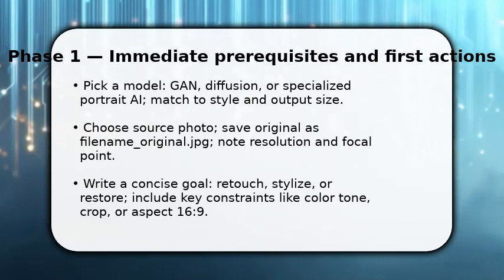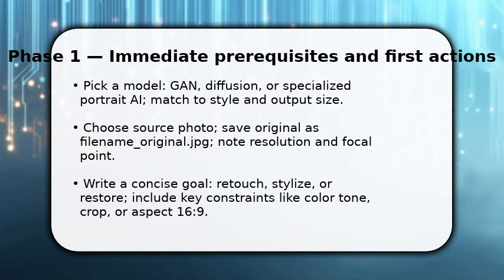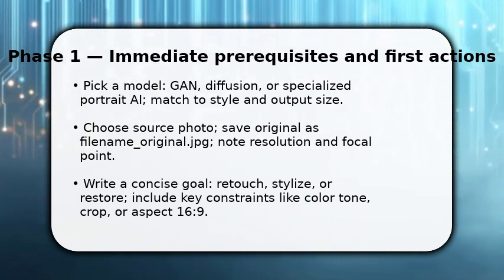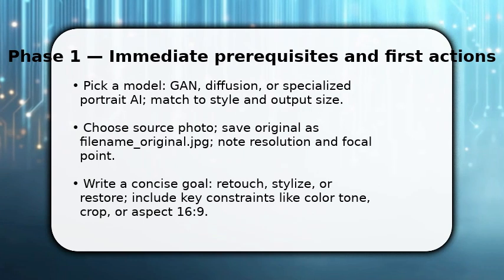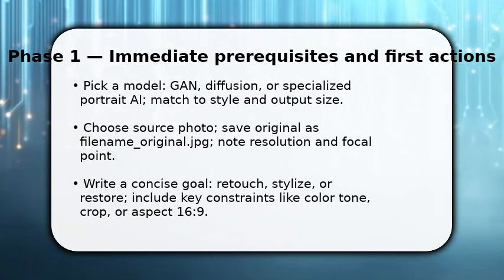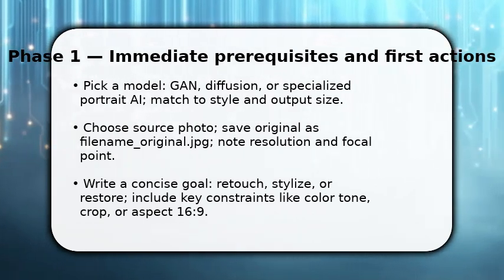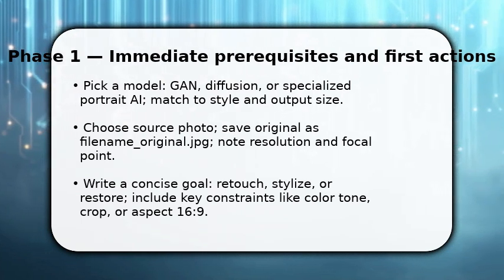You begin by choosing the right model for the job: diffusion for generative edits, specialized portrait nets for faces. Once chosen, open the photo and save a copy named File Name Original.JPG, so you never overwrite the source.